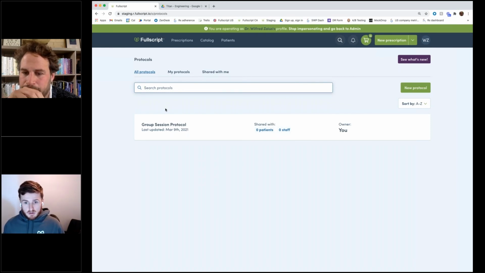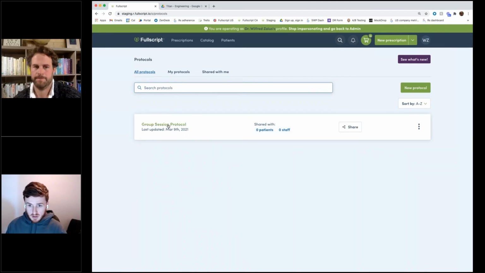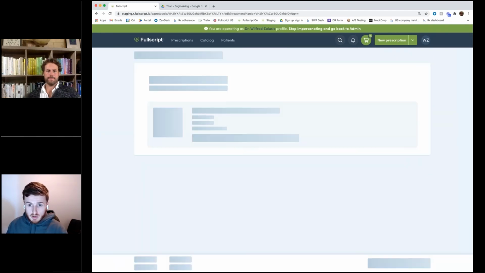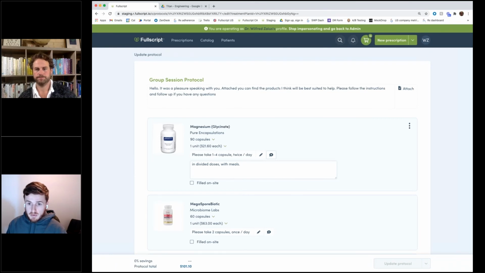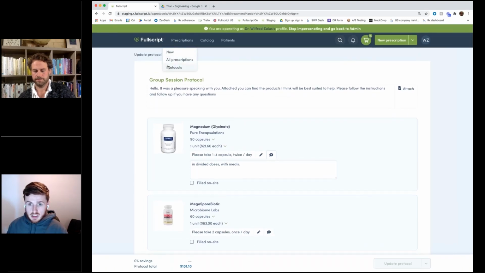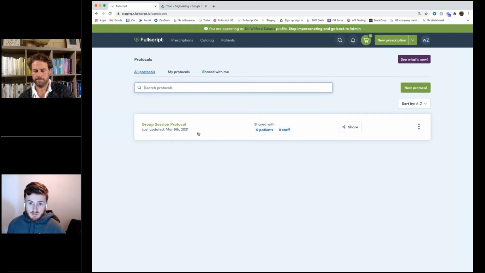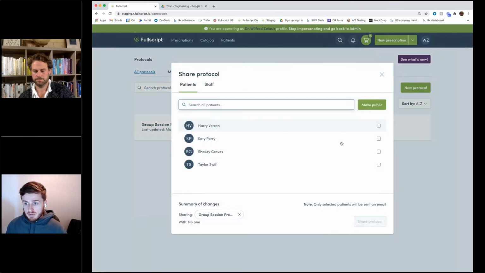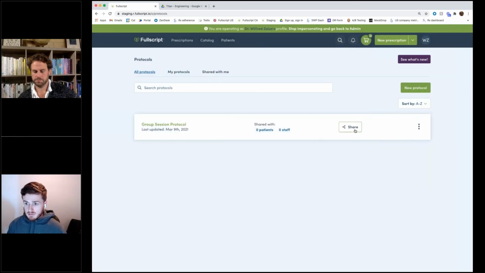Today I've created an example protocol, as you can see here, called group session protocol. I'm just going to click into it and show you. It's made up of the same things you'd put in a normal prescription, such as the messaging, the products, the dosage instructions, and any attachments. You can now start to share the protocol that you create, for example, X condition group session protocol, with the attendees. You do that by simply clicking the share button right here.